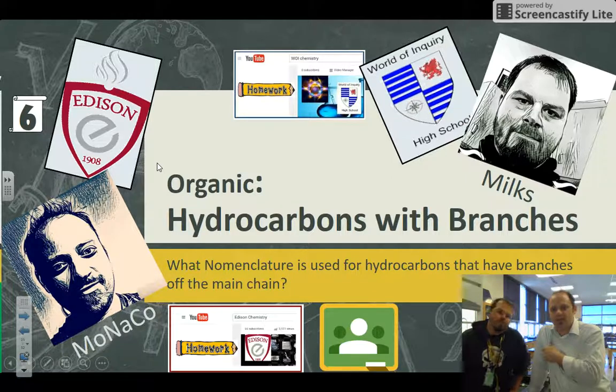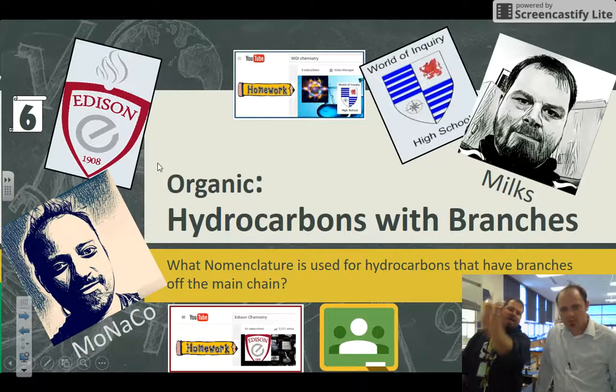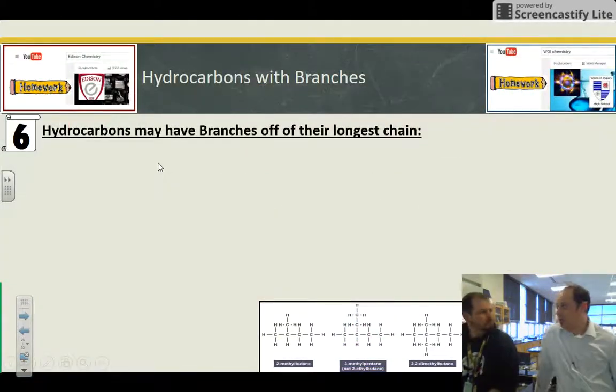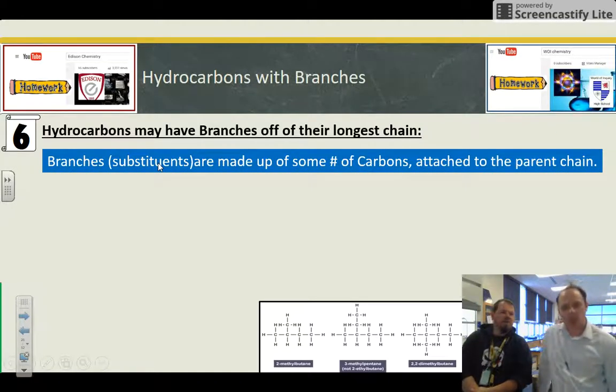Hello, we're going to name some hydrocarbons with branches. Branches like coming up the side. We have to have a nomenclature system for it, but it's a robust system that we're just building on. So this is just another deviation from a regular alkane. And these branches or substituents are made up of some number of carbons.